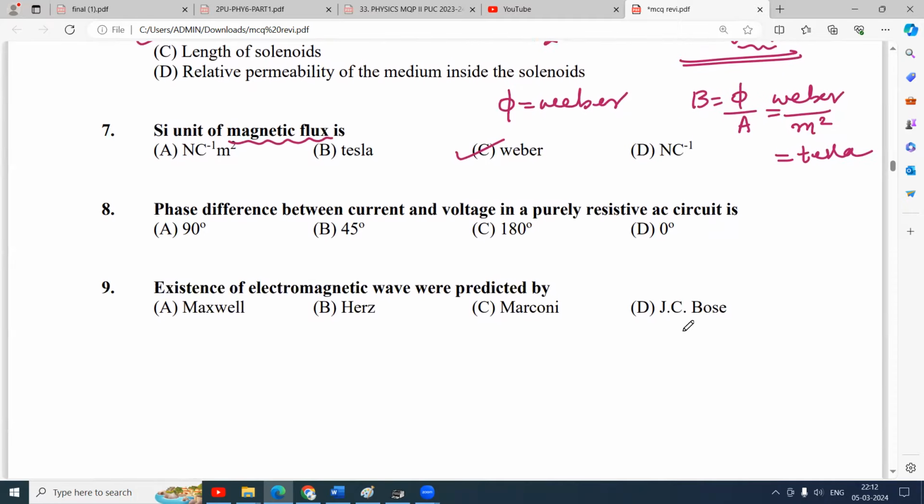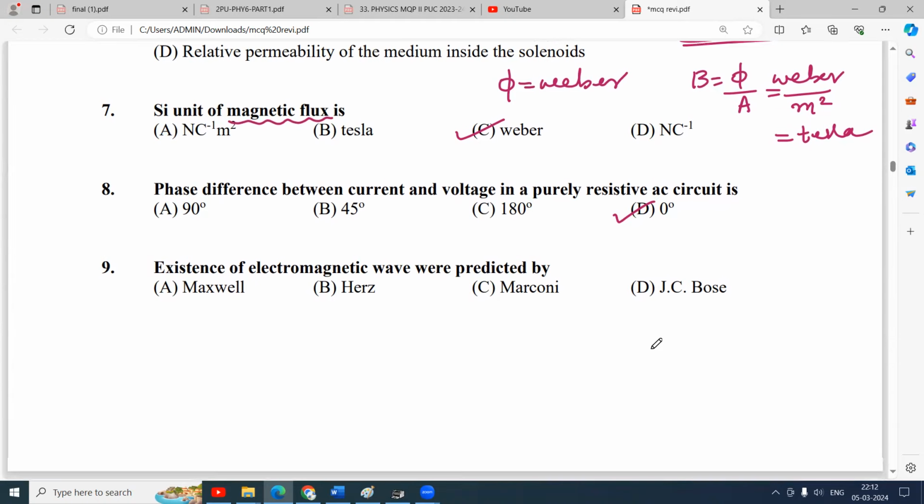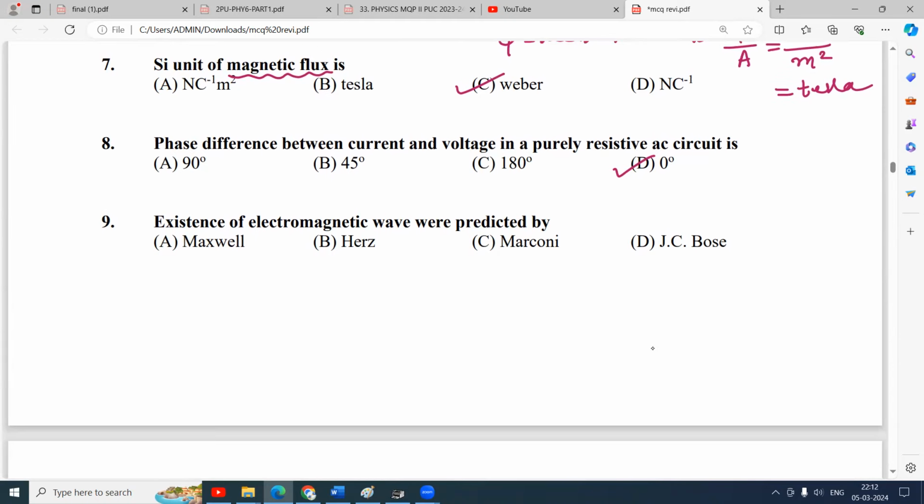Phase difference between current and voltage in a purely resistive AC circuit. You know that in a resistive circuit, phase difference between current and voltage is zero. They are in phase. Ninth one, existence of electromagnetic wave were predicted by.